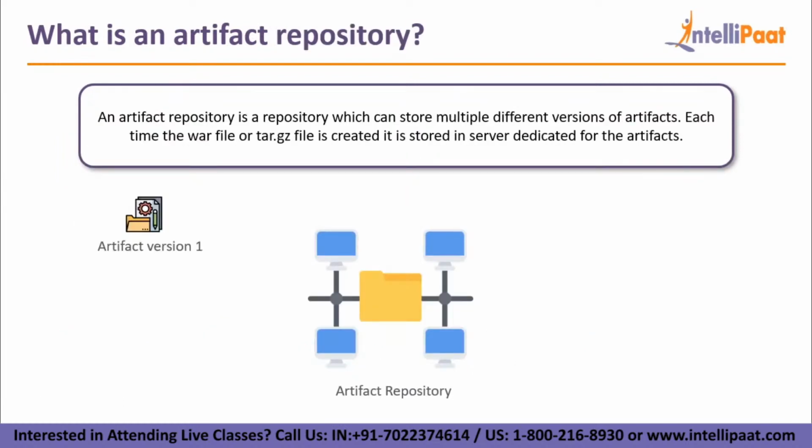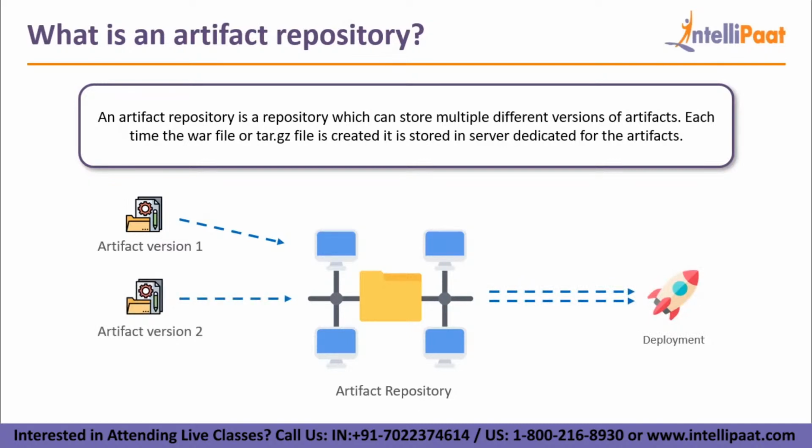An artifact repository is a repository which can store multiple different versions of artifacts. Each time a war file or tar.gz file is created, it is stored in a server dedicated to artifacts. Suppose you have compiled your source code and taken all the resources and dependencies with that source code and packaged them into one artifact. This will be your application. After you create your artifact for version 1, you store it in your artifact repository. And if the artifact is deemed worthy, it can go ahead for deployment. Then later, when you create version 2 of the same thing, you can go ahead with the deployment again. And the same with version 3, where you can deploy again. An artifact repository will store all these artifacts so that we can use them whenever we want.